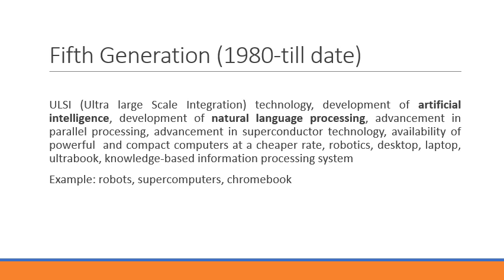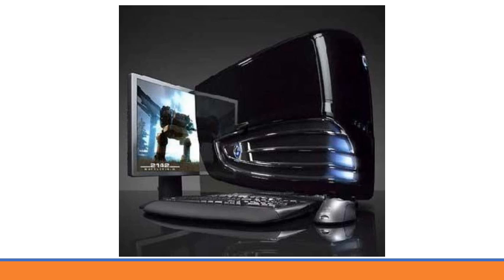Artificial intelligence is an emerging branch in computer science which interprets the means and methods of making computers think like human beings. All the high-level languages like C, C++, Java, .NET, Python are used in this generation. So this picture gives a pictorial representation of a future generation or a fifth generation computer system.